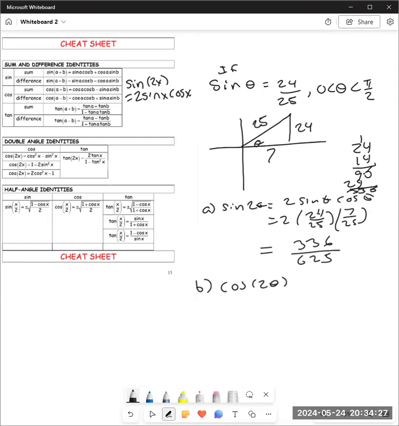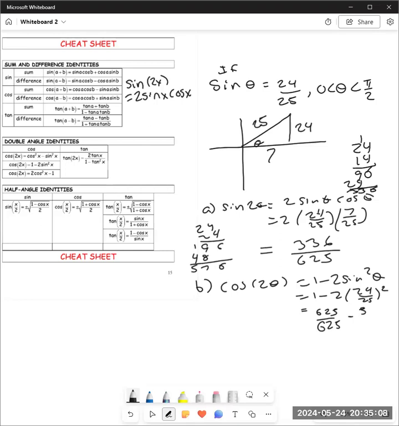You've got lots of options here for what that is, but since sine was given to us, let's use the version that has sine in it, which is 1 minus 2 sine squared theta. 1 minus 2 times 24 over 25 squared is going to be 625 over 625 minus 2 times 24 times 24, which is 576.